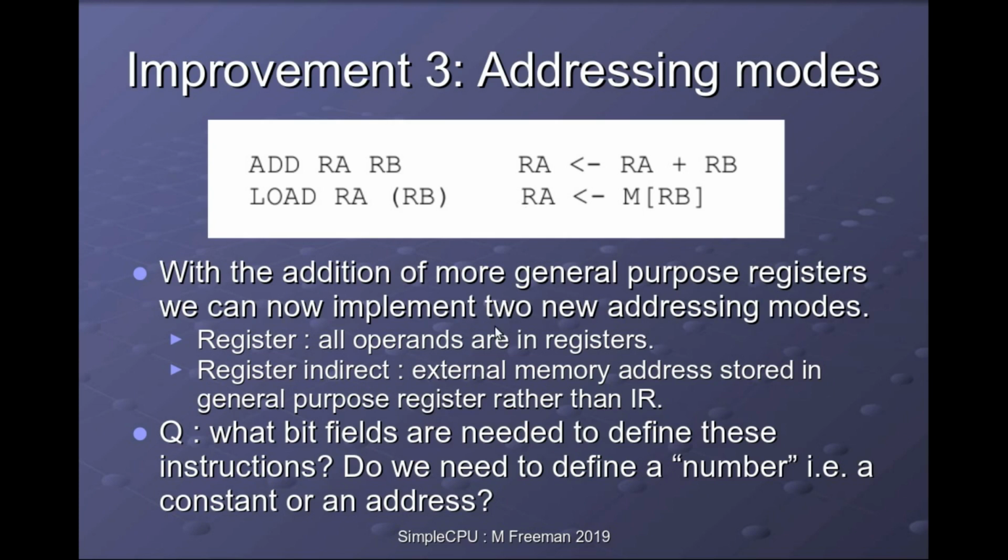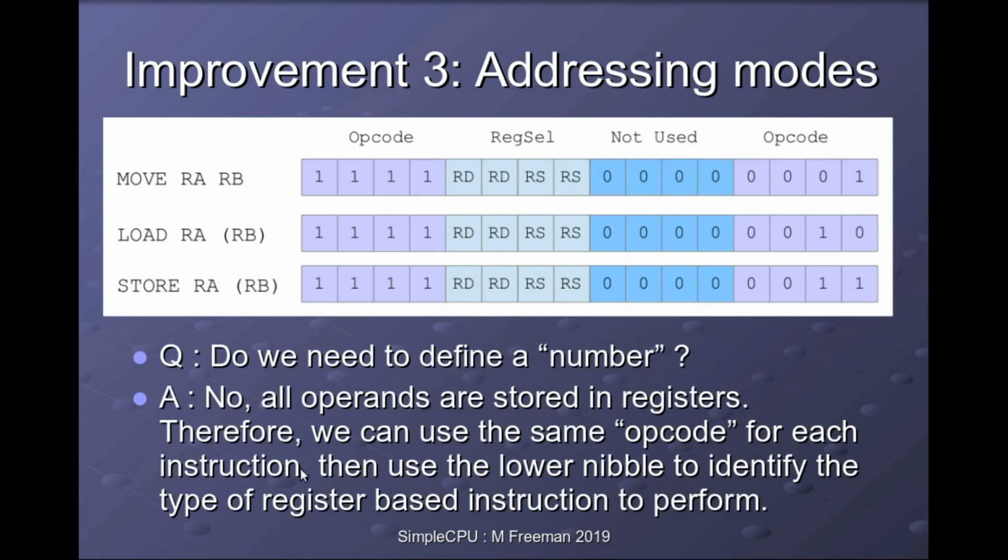Again, how do these new addressing modes affect the instruction formats? What bit fields do we need within these instructions? Do we need numbers within those instructions? Well, the answer is no. So for the register and register indirect addressing modes, everything's just stored in registers. So this frees up quite a lot of instruction.